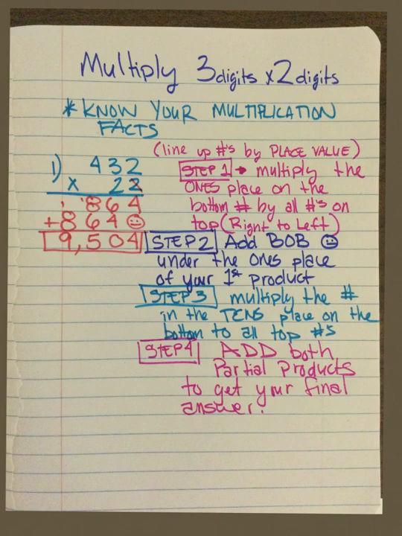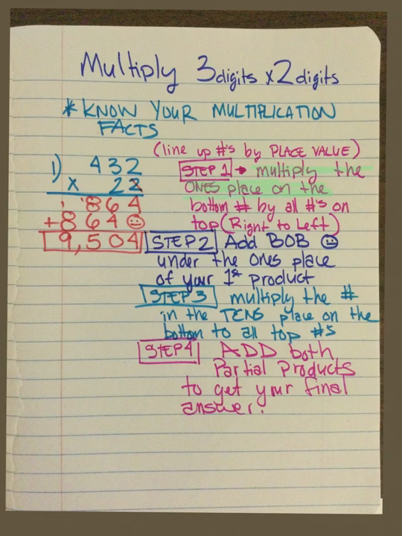Hey, fifth graders. These are the notes for multiplying a three-digit by a two-digit number. And it seems like a lot, and it's a lot of words, yeah, but really, basically, what you're looking for is a few very important steps, right? Step one is multiply the ones place, okay?